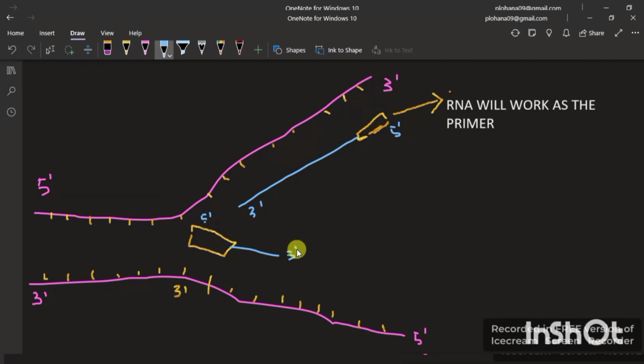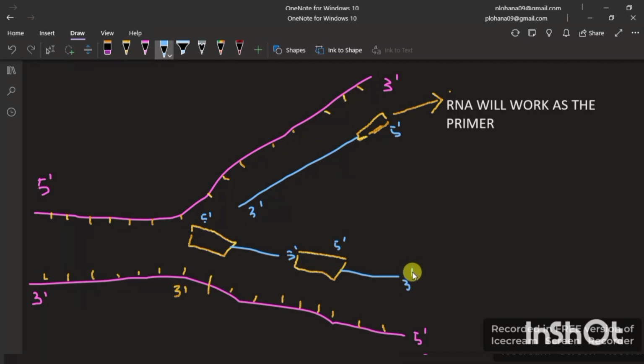Alright, in the first strand, the upper strand, we don't have to put primers again and again because this would be the continuous strand. But talking about the lower strand, we have to put primers over and again. So here we have to put another primer so that it can be made. Here again it would be made. So this must be 5' and then again the 3' end.